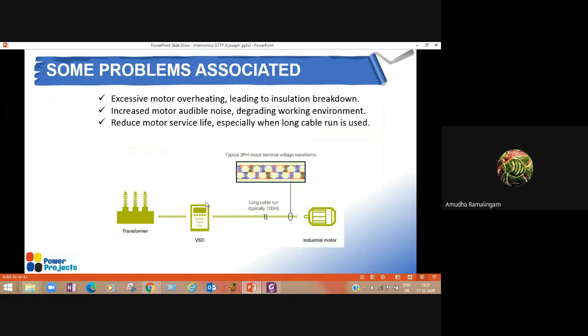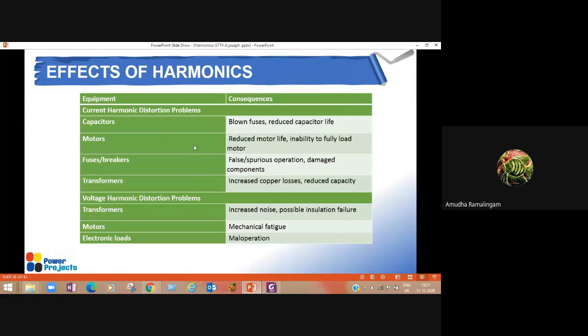So what are all the problems associated with these harmonics? It all depends on the type of equipment you are using. If it is a transformer, it will be different. If it is a motor, the effect will be different. Let's see this in detail. But before that, I can say that excess overheating will be there because of these harmonics, which leads to insulation breakdown. Once there is overheating, insulation will fail. There may be audible noise from the motor, and it will degrade your working environment. The efficiency of the motor will be reduced, and the life of the motor will be reduced.